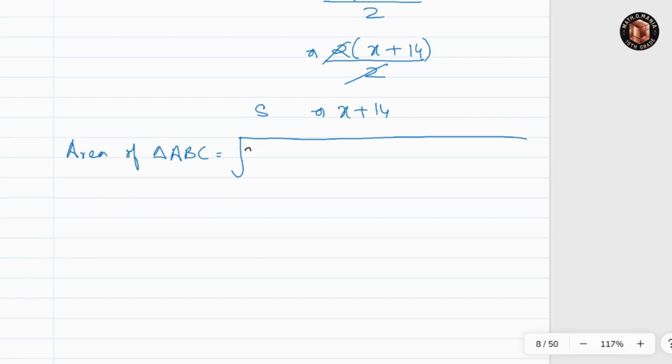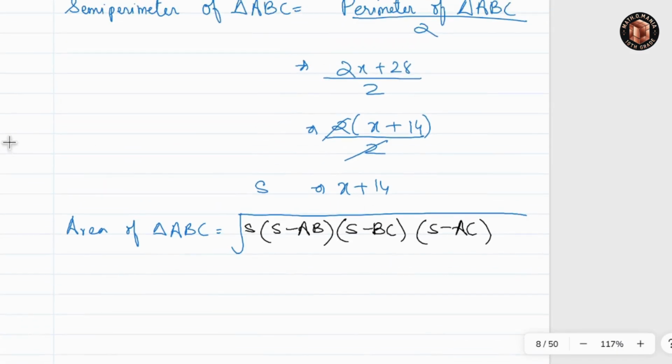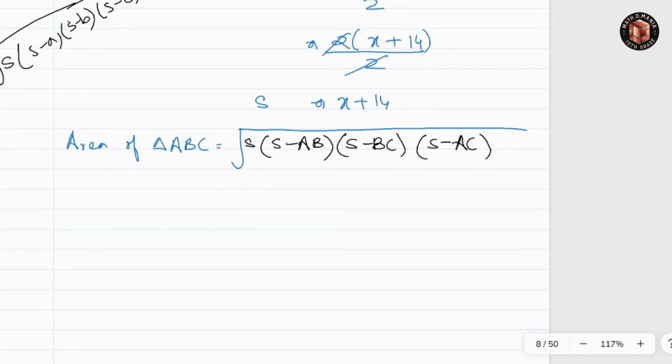Area of triangle ABC using semi-perimeter, which equation do we need to use there? Our equation should be S into S minus AB into S minus BC into S minus AC, right? We have learned our equation for finding the area of the triangle is root of s into s minus a into s minus b into s minus c. This is the equation that we have learned, where a denotes the first side of the triangle, b denotes the second side, and c denotes the third side. Okay, side length.